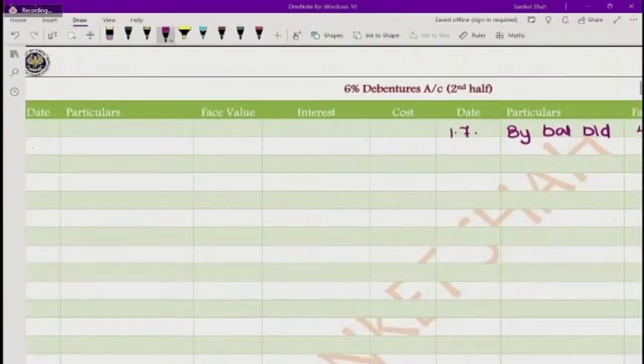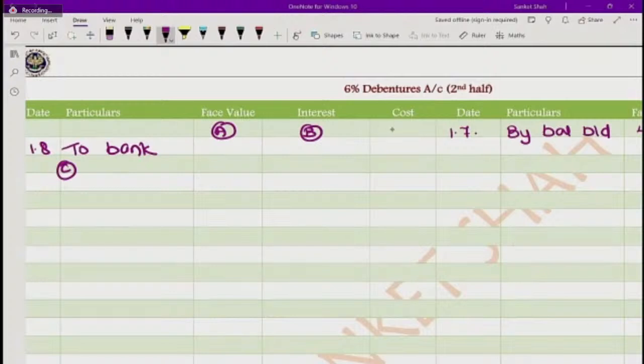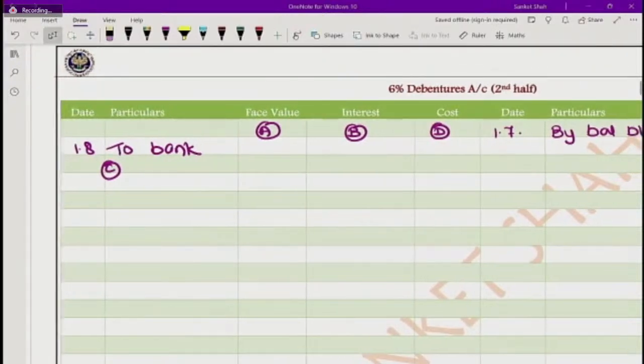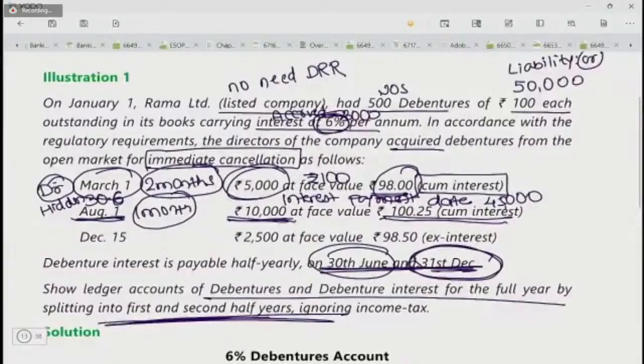1st August, to bank. And tell me ABCD. Sorry, C is here and D. Yes. Tell me the ABCD sequence. Come on, come on, quickly. To bank. Tell me the amounts.